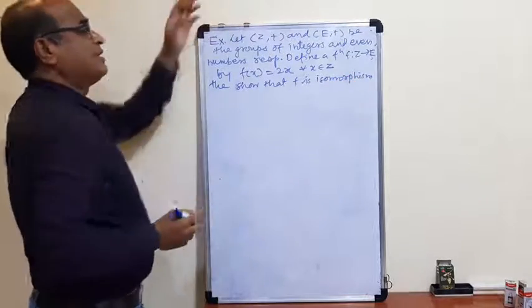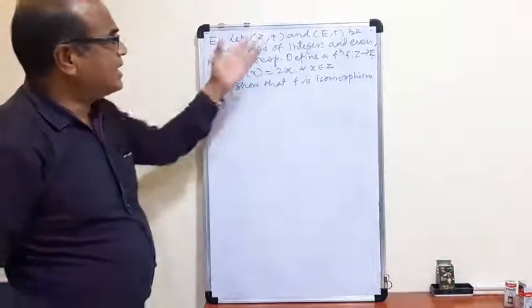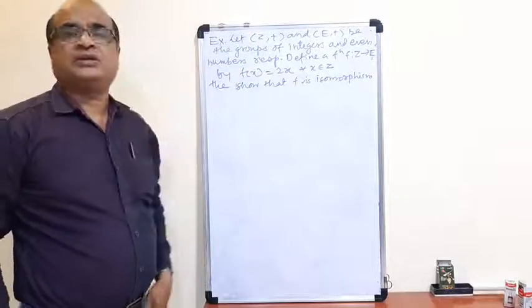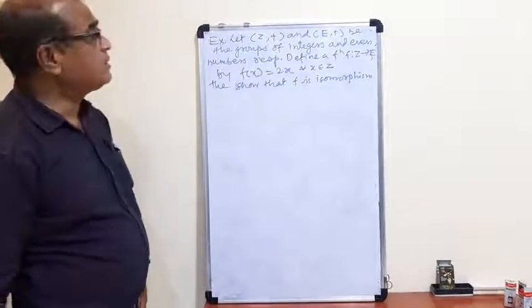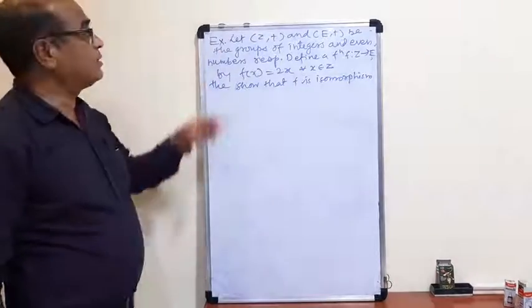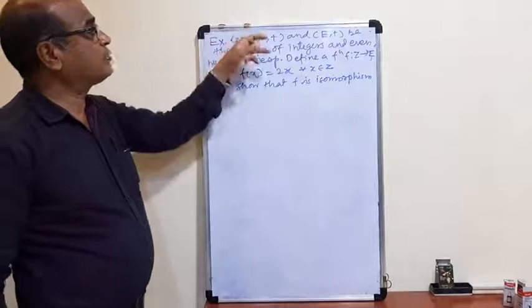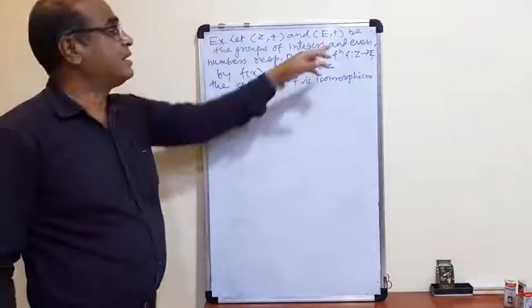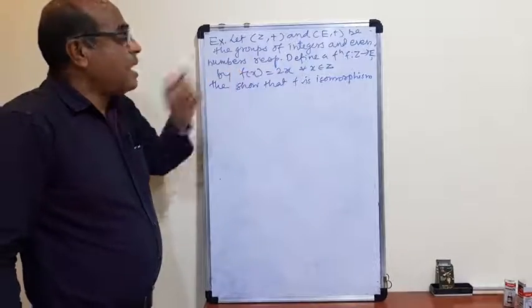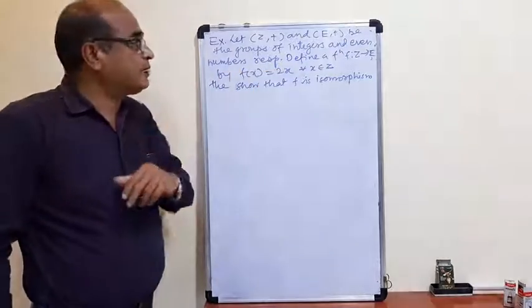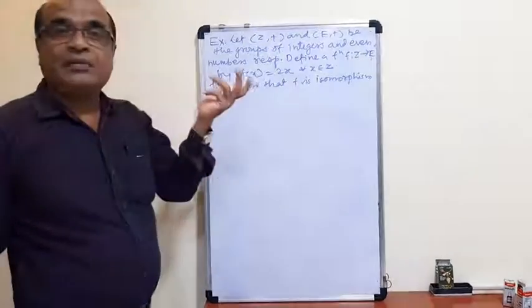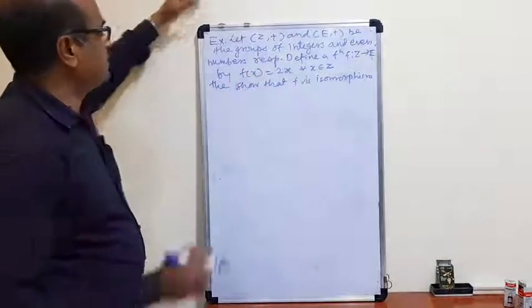Okay, so what is given here? Z and E are the two groups with respect to the plus binary operation. This is the group of integers and this is the group of even numbers, and the function is given from Z to E by f(x) = 2x, so that is an even number for integer x. Then show that the function is an isomorphism. Solution.